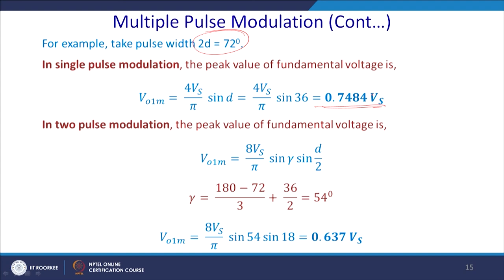And what essentially you get here is a little less. The two pulse modulation peak for the same value is 8 Vs by pi, sin lambda, sin d by 2. So, lambda is 180 degrees minus 72 by 3 plus 36 by 2, it is 54. So, if you put this value, you will get 63 degrees, around 15% less you will get. Are you happy with that? That is a different question.